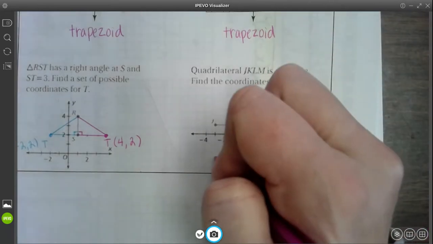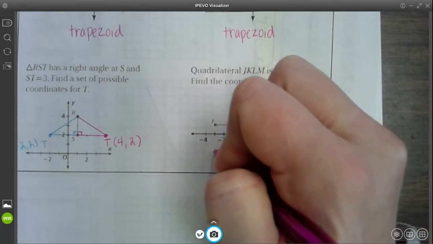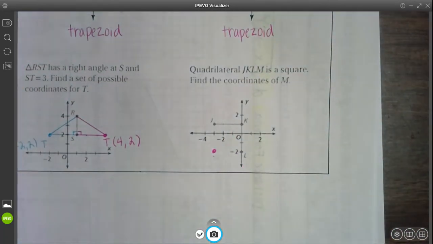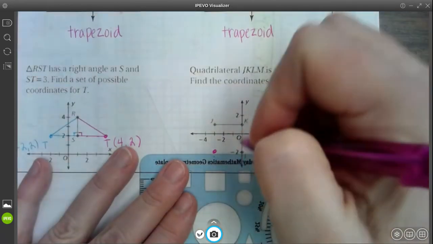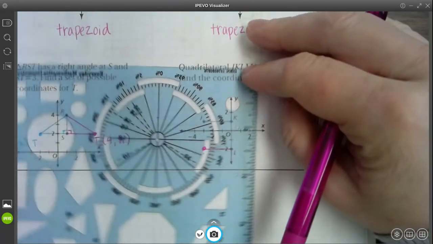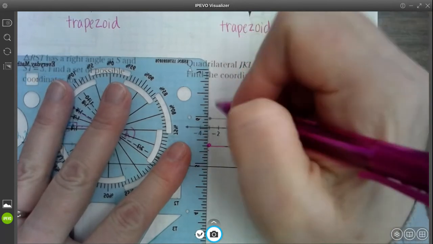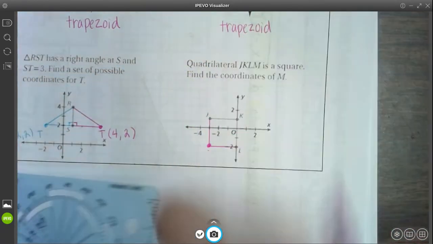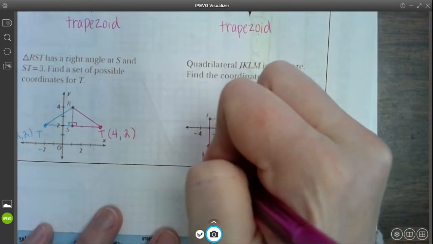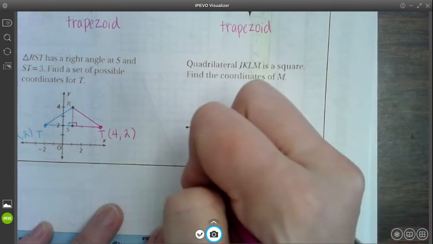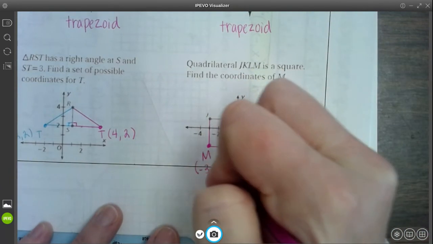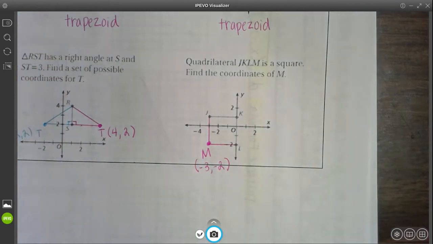So this point right here is 3 units away from L, and it also is 3 units away from J, and it makes that square. So in this case, here's point M, and the location there would be at -3, -2. That's the only possible location for this problem.